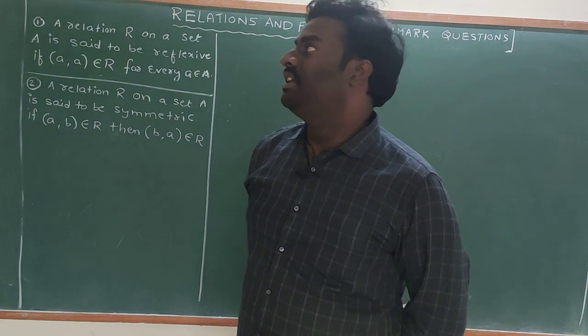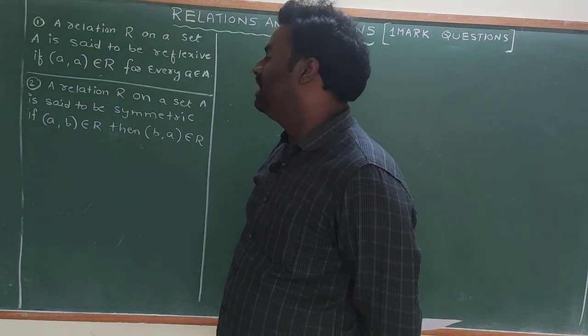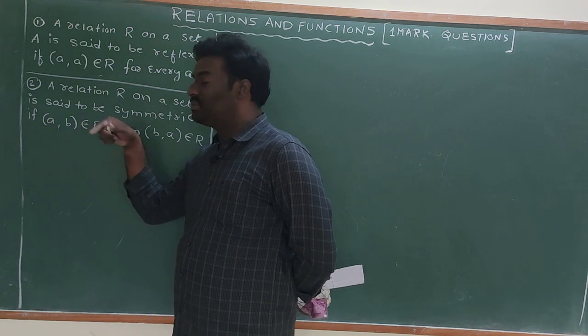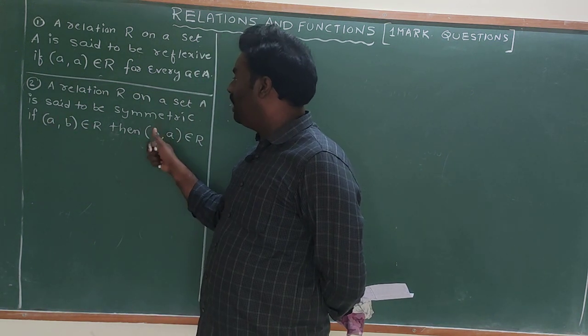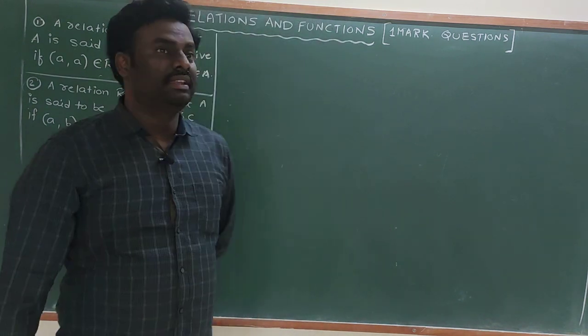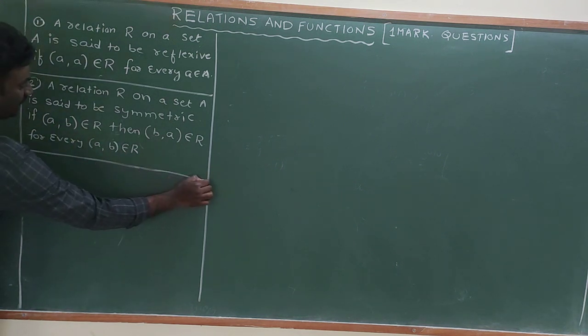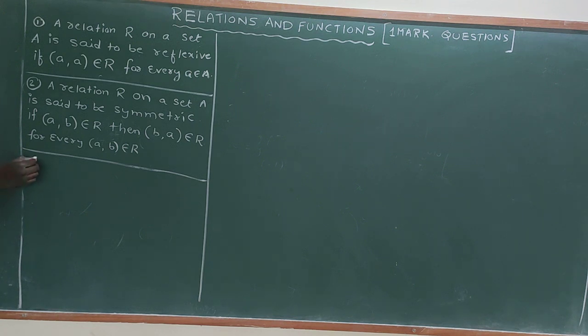A relation R on a set A is said to be symmetric if we take a pair (a, b) in the relation, then the reverse of this pair, (b, a), is also in the relation R. That is called symmetric relation. For every (a, b) belonging to R, it has to satisfy for every pair present in the relation. Next, coming to the third one, transitive relation.